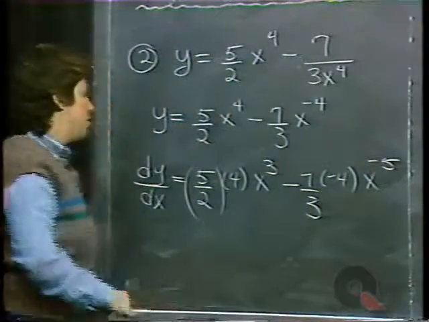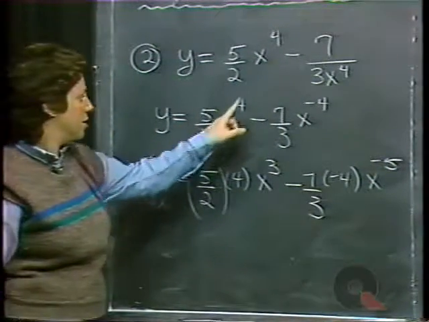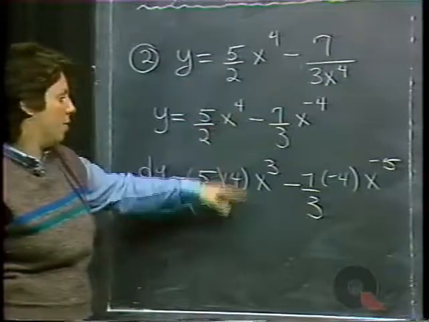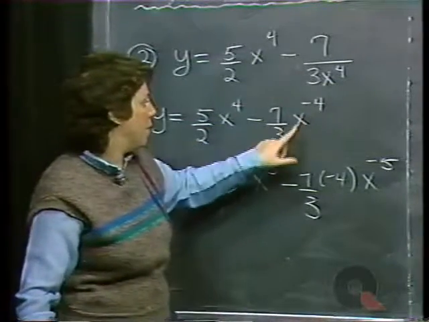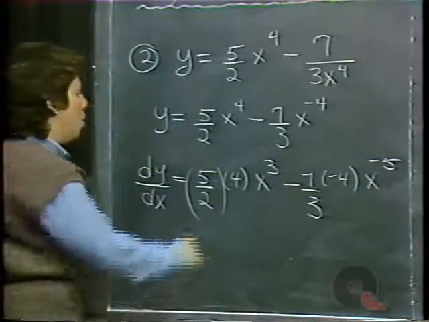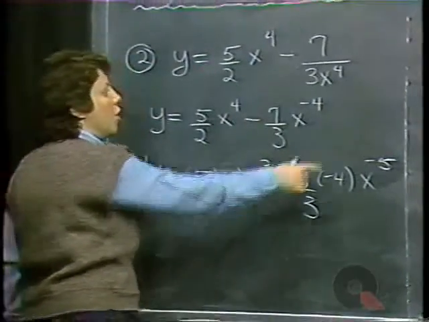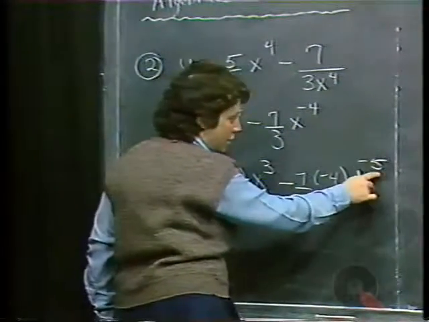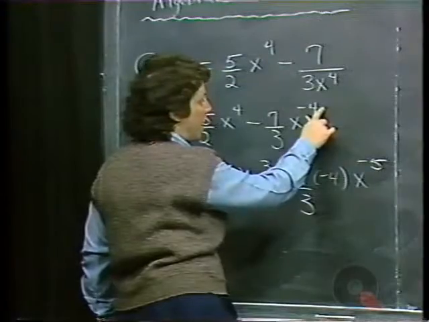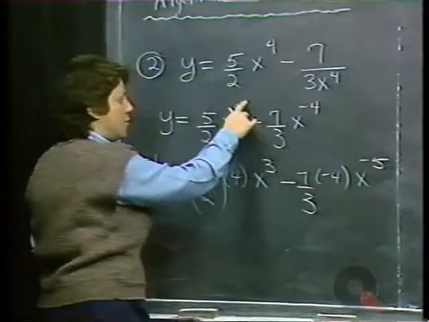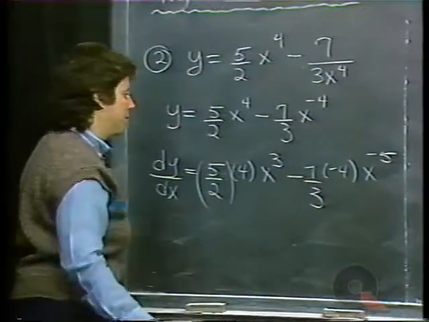Okay? So to differentiate this, we're going constant times the power x to the 1 less power. 1 less than 4 is 3. 1 less than minus 4 is minus 5. Be careful. Minus 4 minus 1 is minus 5, just like 4 minus 1 is 3.